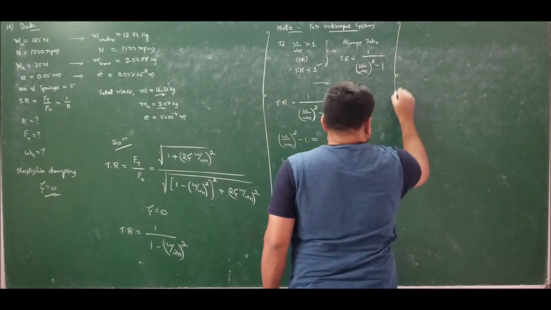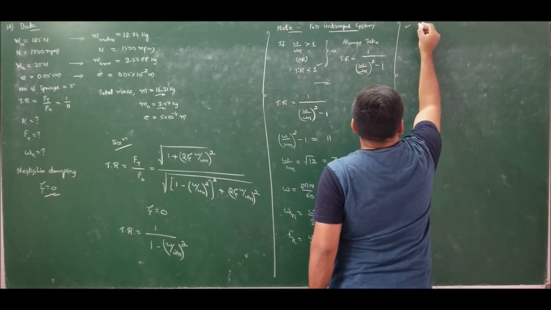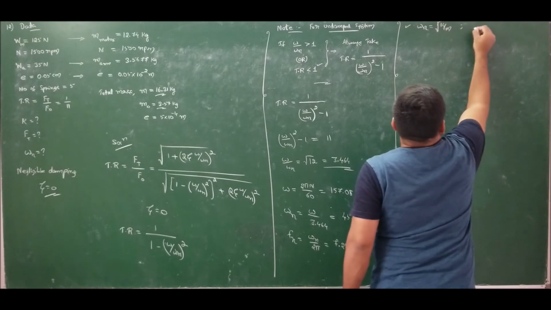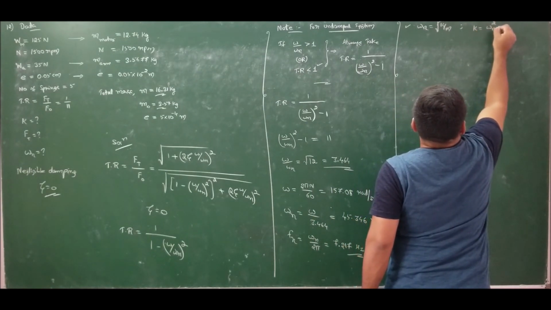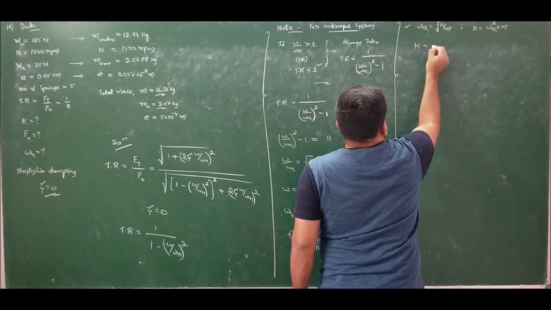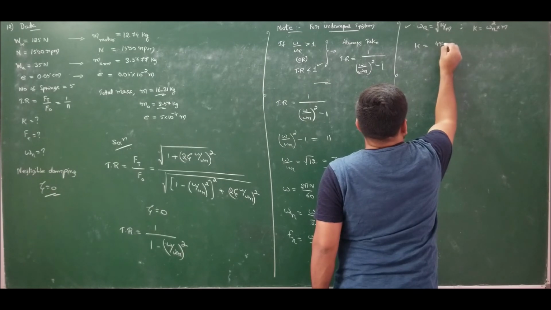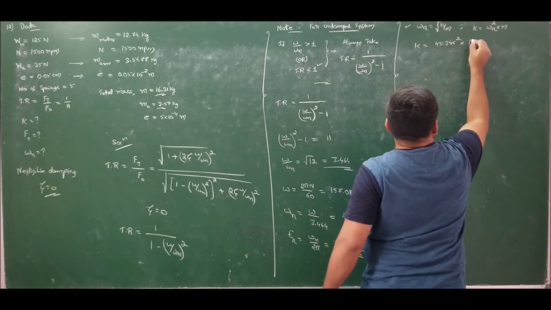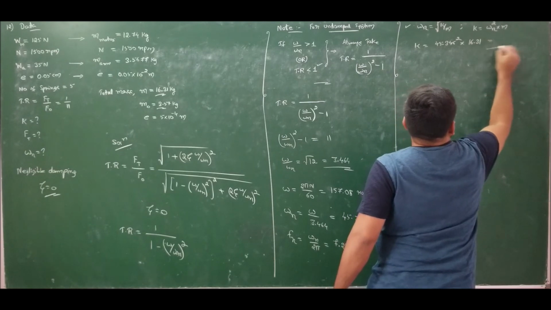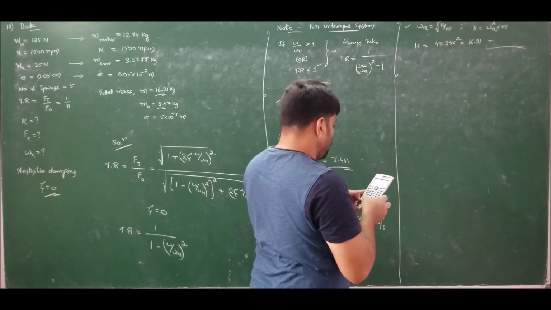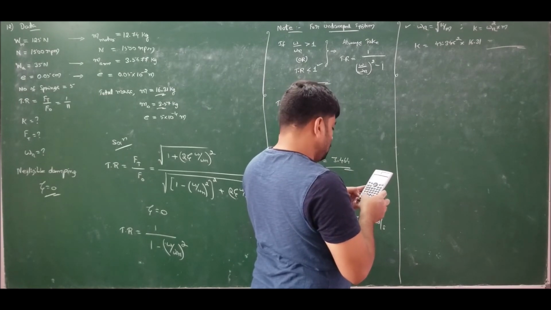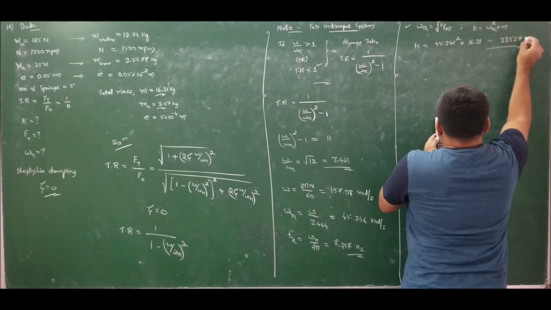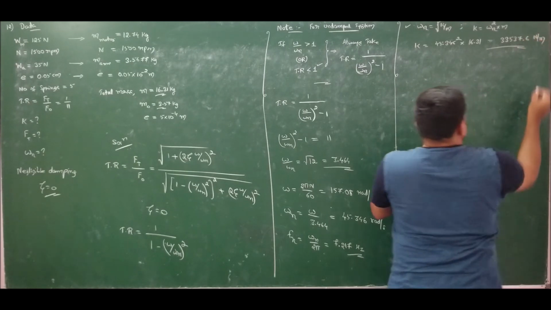Now I can find the spring stiffness. We know that omega n is equal to root of k by m. Hence k is equal to omega n square into m. So k will become 45.346 square into total mass. Total mass is 16.31 kg. Hence the total stiffness will be 45.346 square into 16.31, that is 33,537.6 Newton per meter.